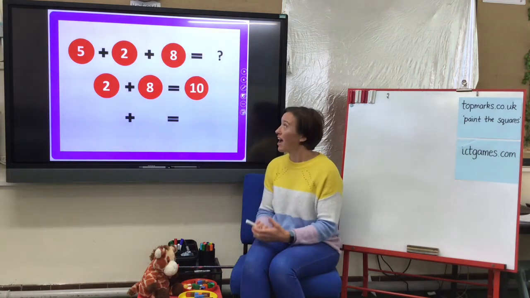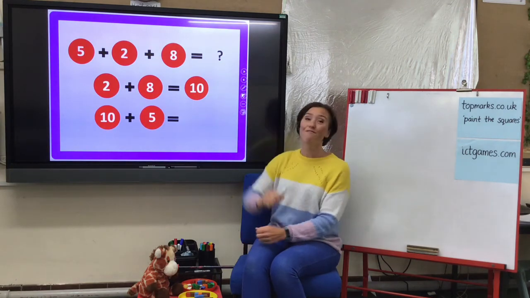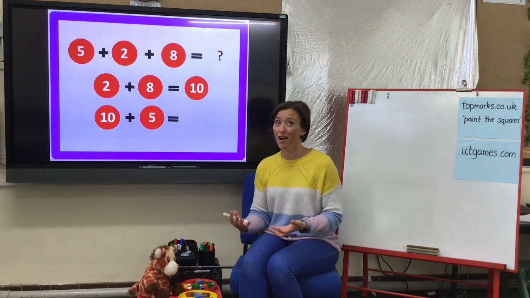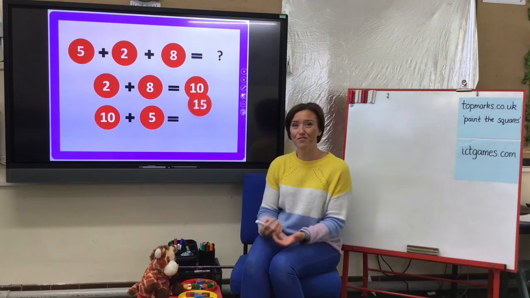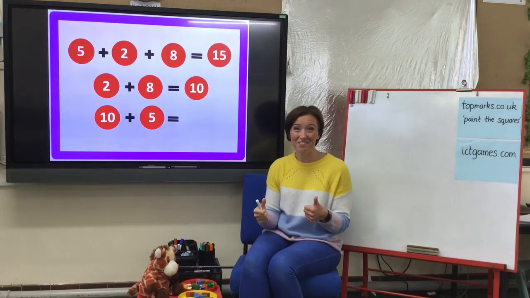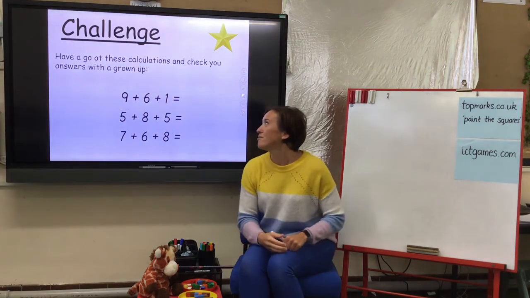Excellent. Then we had 10, and what's the last number we need to add? 5. Well done. Well, 10 add 5, so 10 add 5 ones. Really quickly we can do that, and we get 15. So our answer was 15. Okay, did you do all right with that? Brilliant job. Let's have a look then at your home challenge.